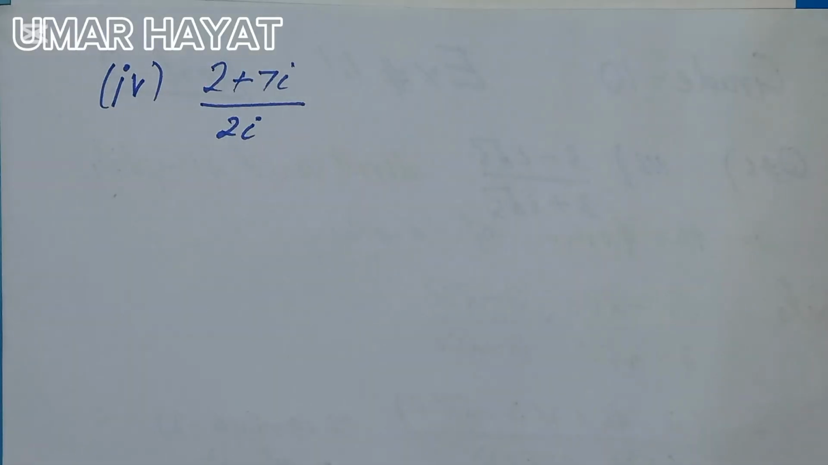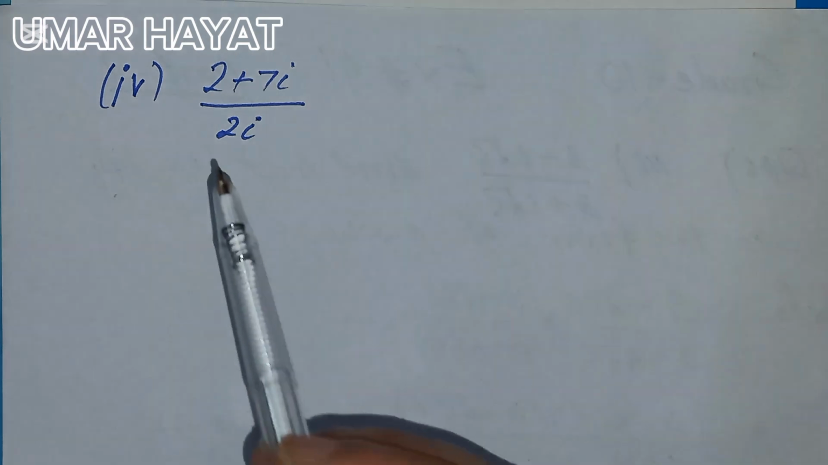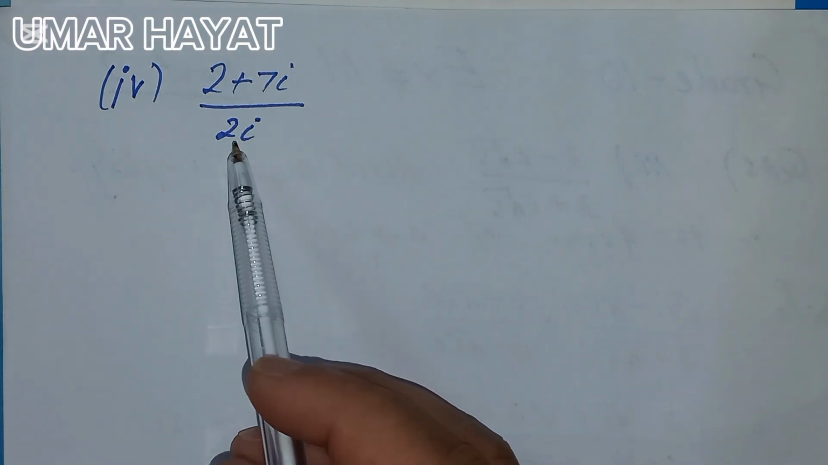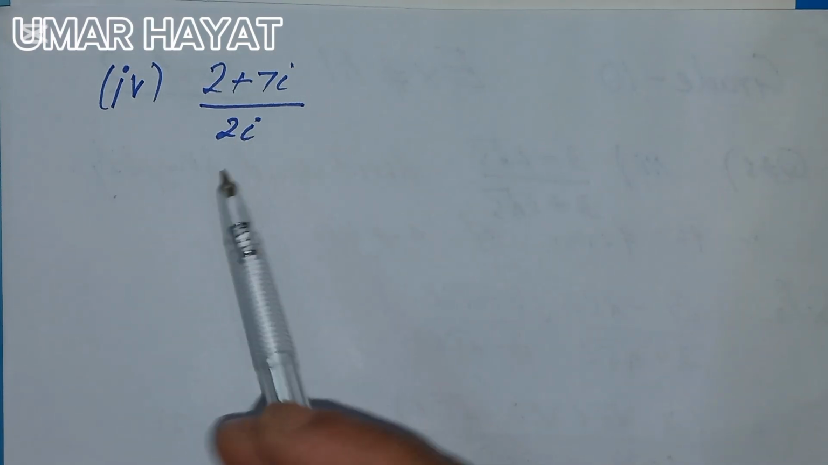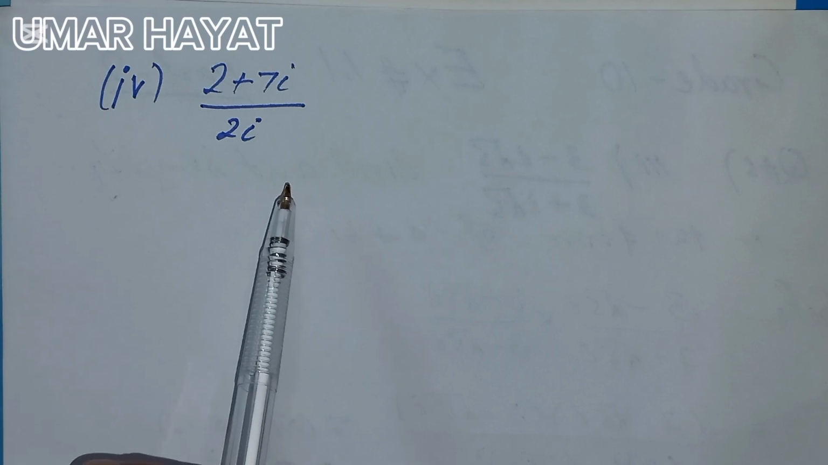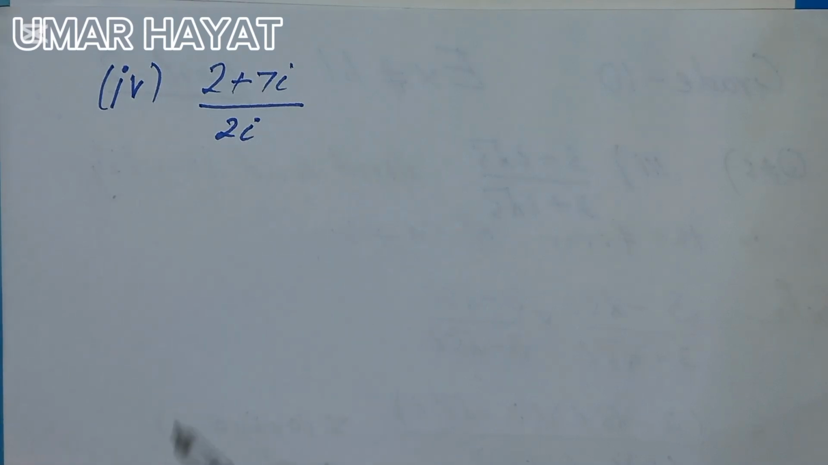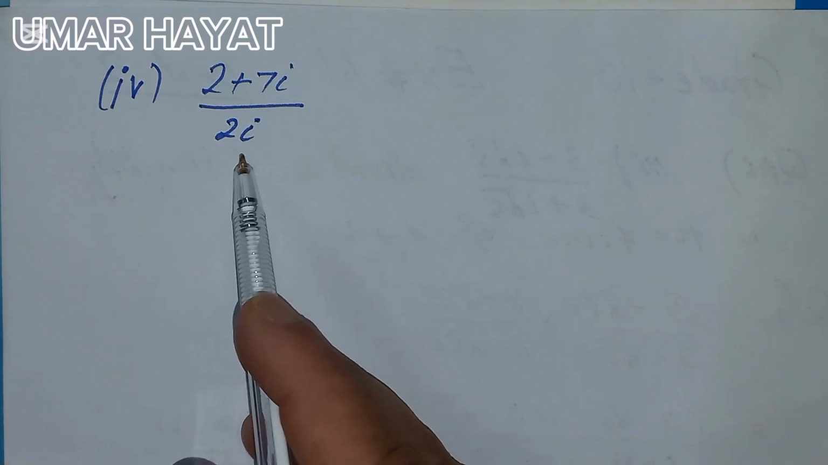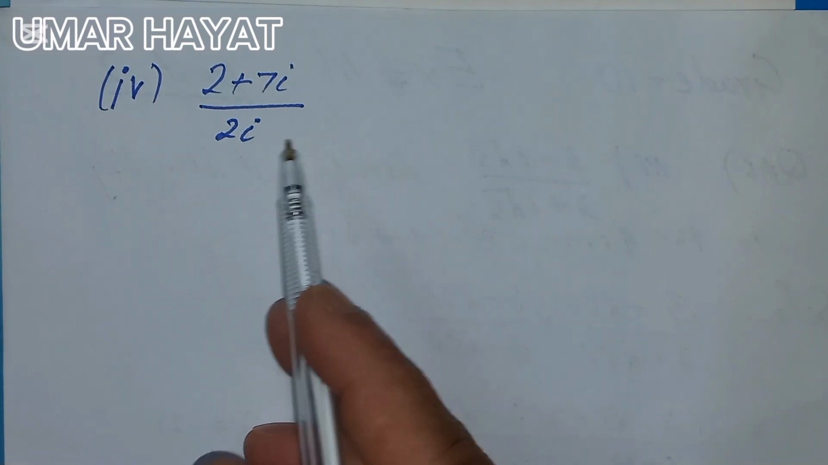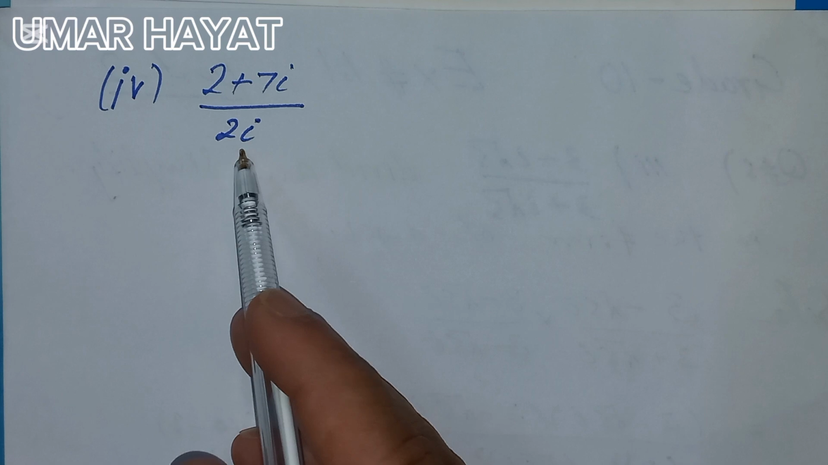Next part is (2 + 7i) / 2i. We want to convert this into a + bi form after simplifying. For this purpose we multiply its numerator and denominator by the conjugate of 2i. What is the conjugate of this?